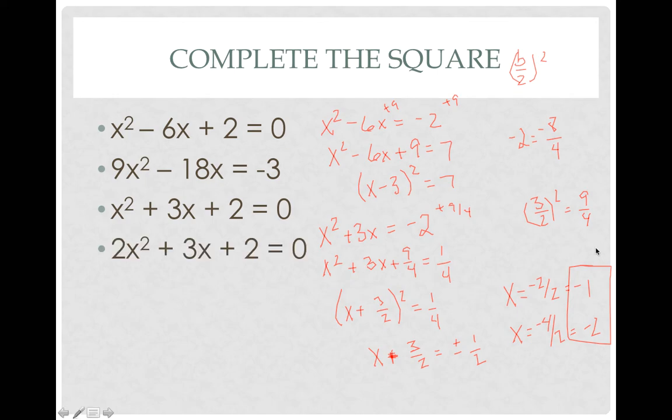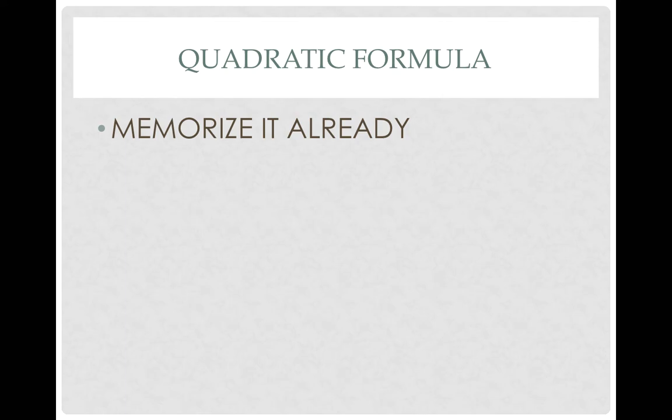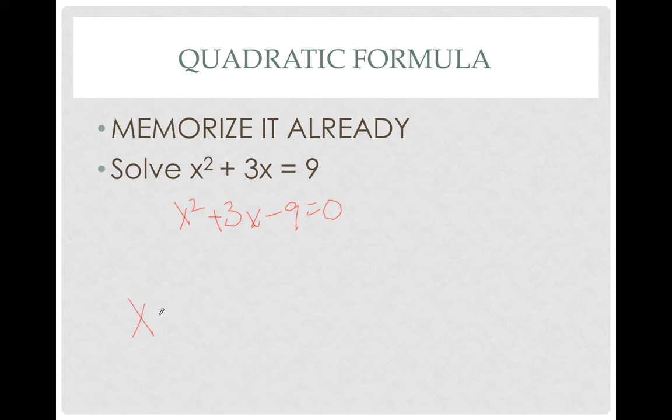Okay, last thing for today is the quadratic formula. Now, I just have a statement here for you. You better memorize it already. You are too far along in math now to not have this memorized. I'm going to leave this solving for you. You have to set it equal to 0 first, I will tell you that. So you have to go like this: x squared plus 3x minus 9 equals 0 before you can use the quadratic formula. And I'm going to give you the quadratic formula for the last time.